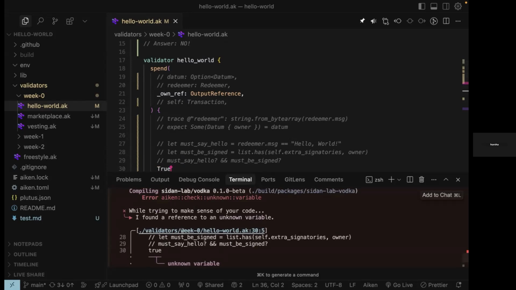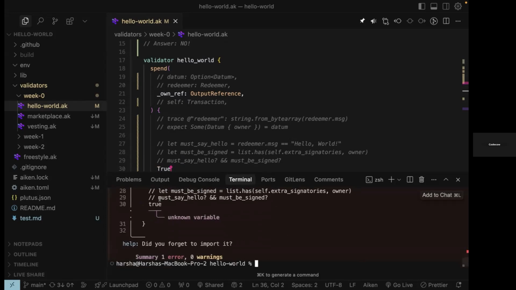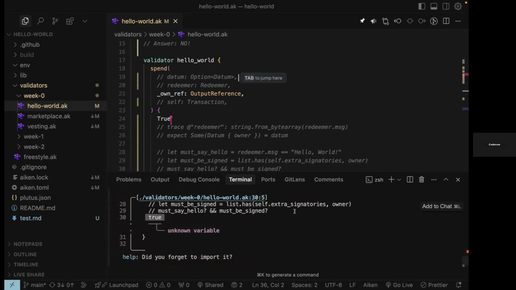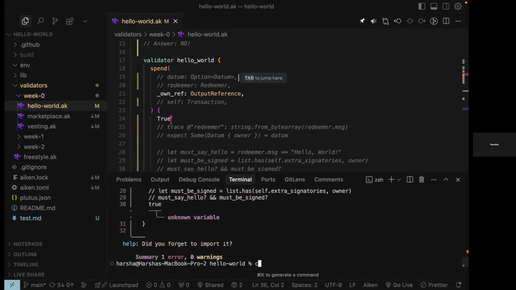But I'm just trying to see what it is saying. Why is it saying true is the unknown variable? So this is sketchy. Does it need to be capitalized? Try it again. Oh yeah, maybe that's the case.